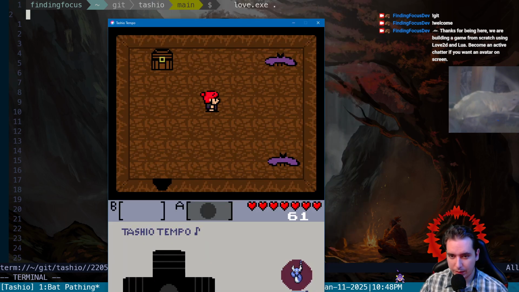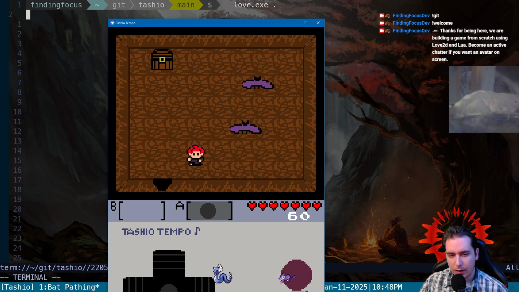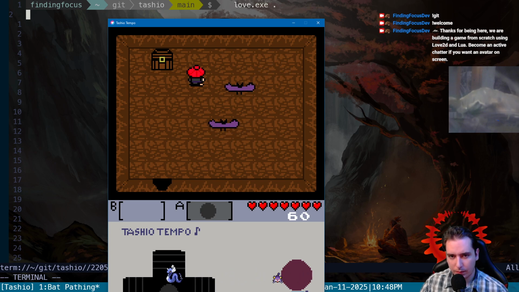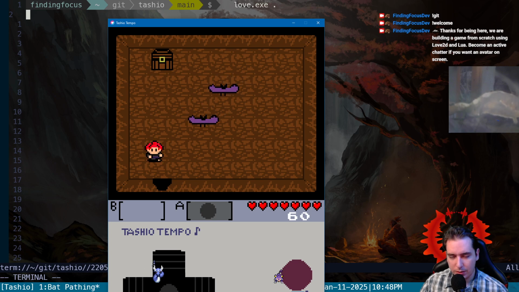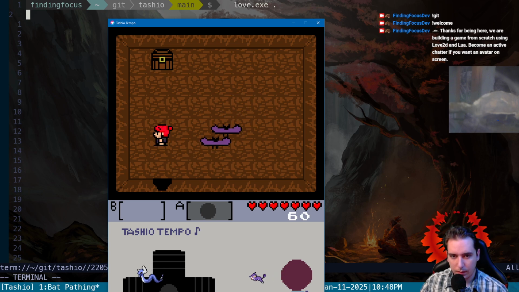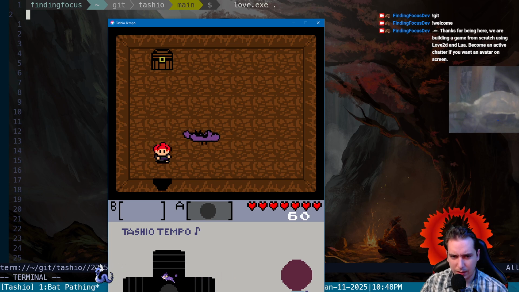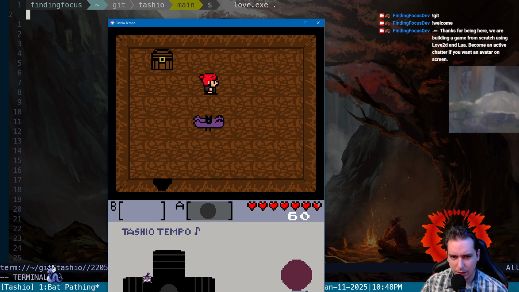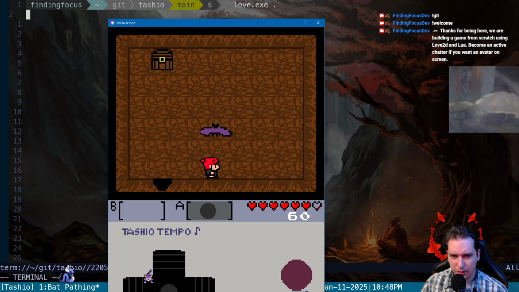We are working on this bat AI, right? So placeholder bat art for now. We have them chasing us, which is good. It's just that once they cross paths with one another, they can get stuck. And we've got them really slow, like this. Look at that. See how they're stuck inside each other right there? They're perfectly synced, which we want to avoid.